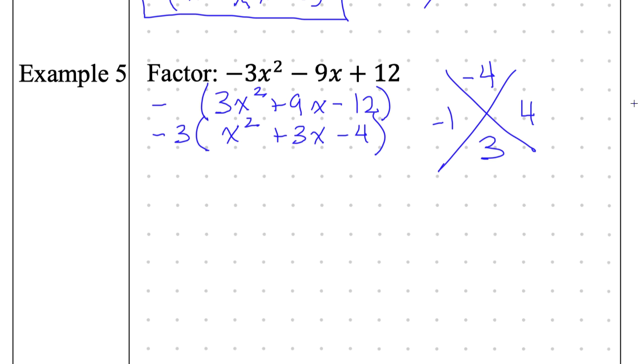Last participant of the day. I think I got everyone right. Last participant. Who wants to do it? Last answer. Go for it. So you're gonna want to keep the negative 3 out front. Then parentheses x minus 1 times x plus 4. There it is, and we box it.